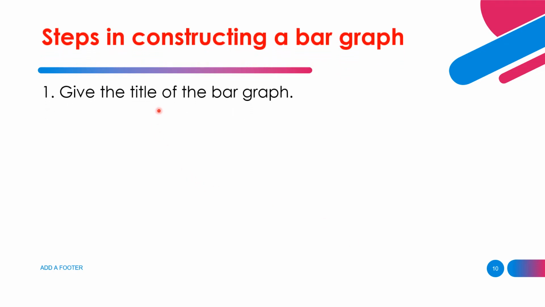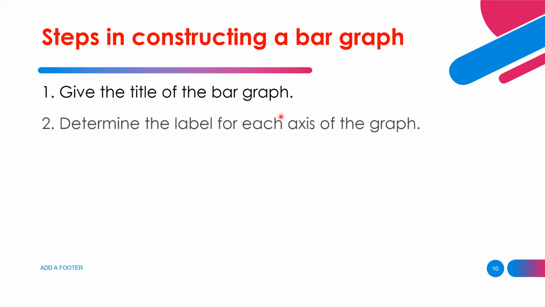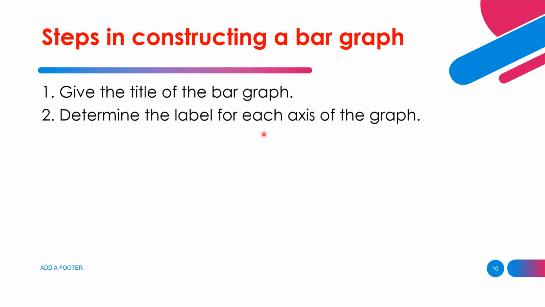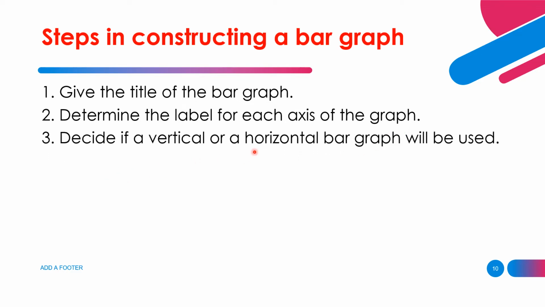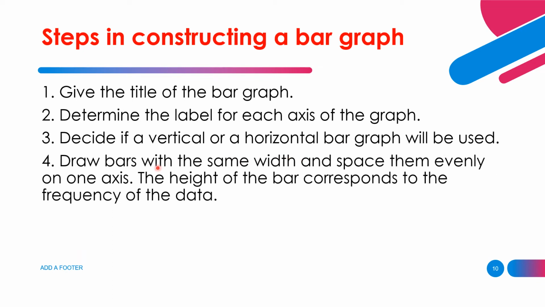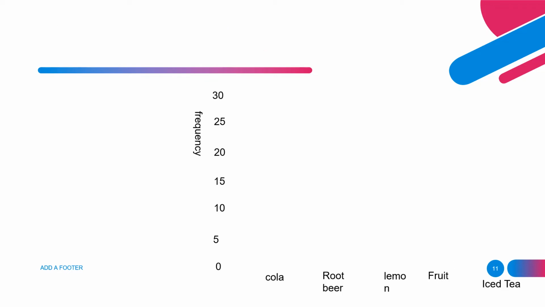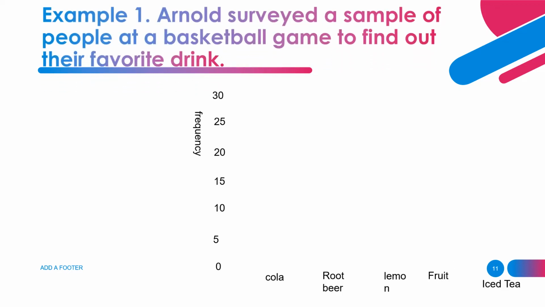Next, the steps in constructing a bar graph. First, give the title of the bar graph. Second, determine the level for its axis of the graph. Third, decide if the vertical or horizontal bar graph will be used. And fourth, draw bars with the same width and space them evenly on one axis. The height of the bar corresponds to the frequency of the data.